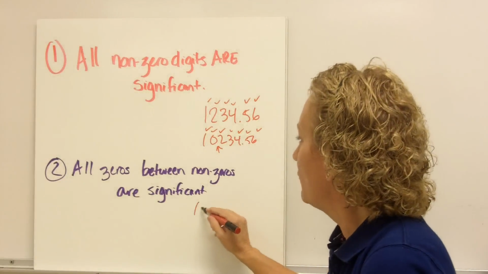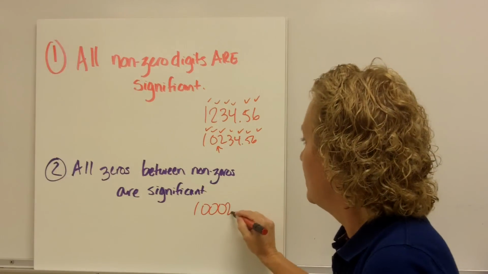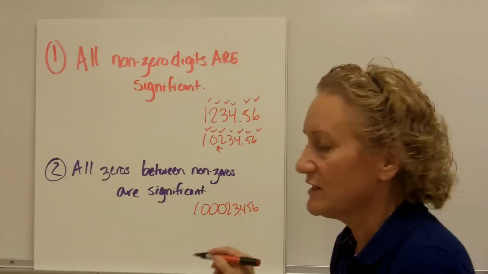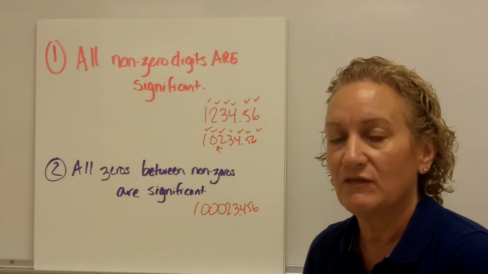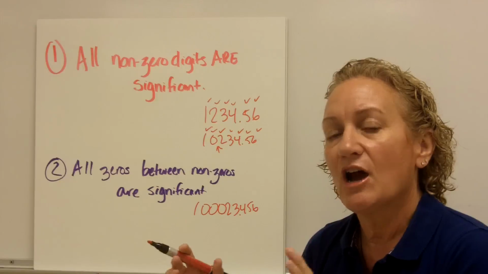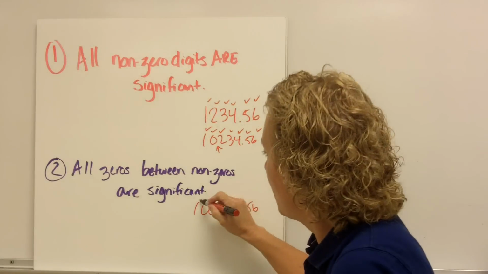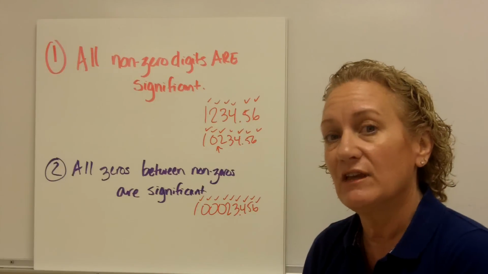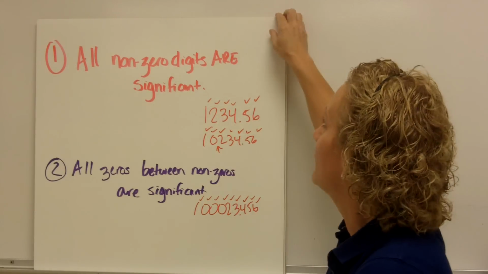But likewise, if I had 100023456, and put the decimal anywhere, it doesn't matter. All of those zeros are significant because all 3 of those zeros are between non-zeros. So you would have 1, 2, 3, 4, 5, 6, 7, 8, 9 significant figures. Okay? 9 significant figures.